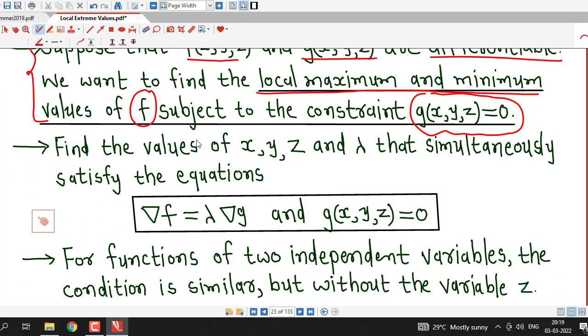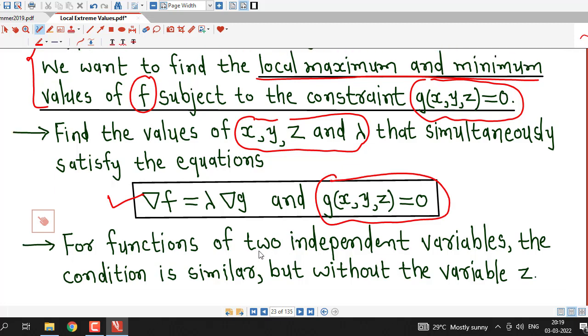Now the method is simple. Find the values of x, y, z and lambda that simultaneously satisfy the equations gradient of f equal to lambda times gradient of g and g of x, y, z equal to 0. For functions of two independent variables, the condition is similar but without the variable z.